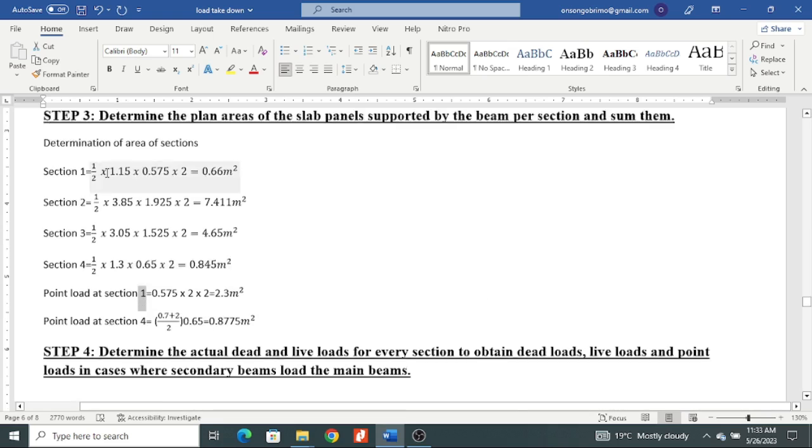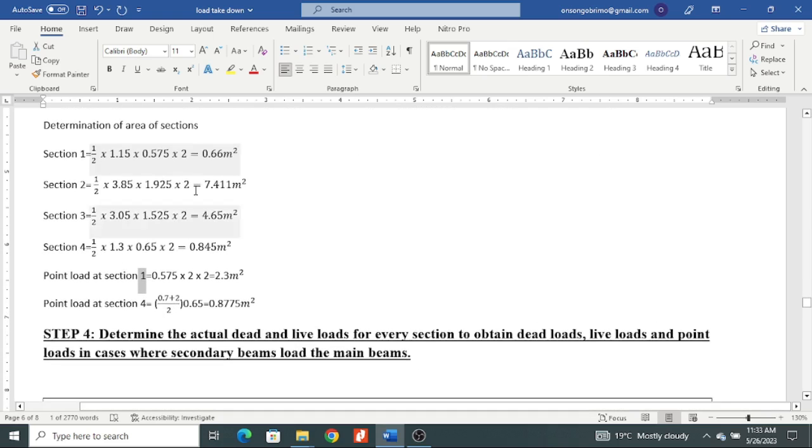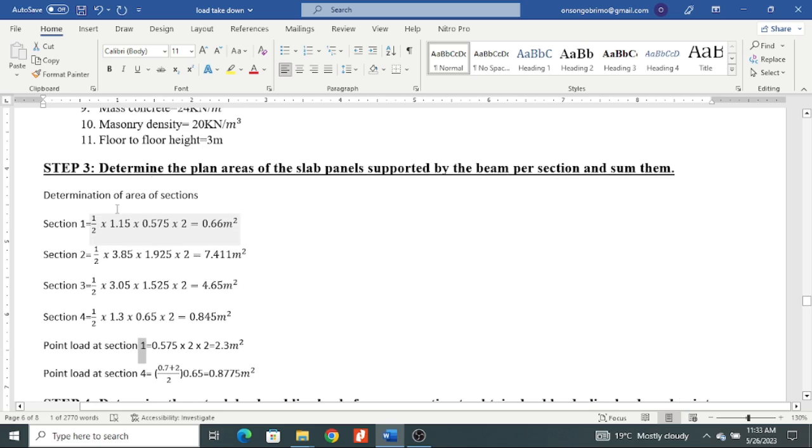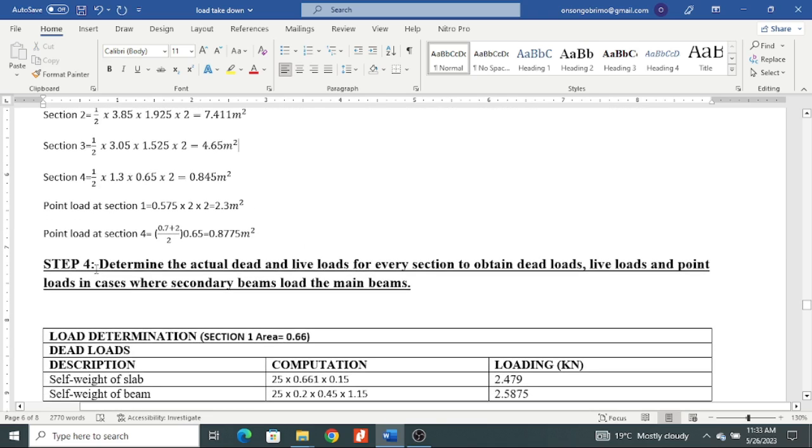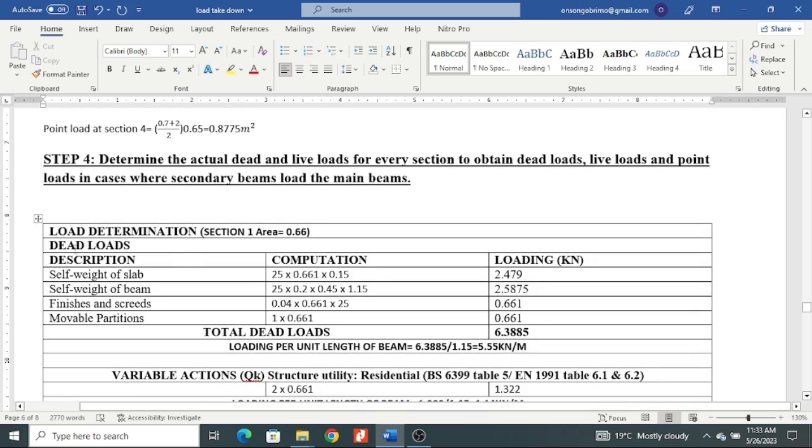Having all these loads, these are areas, my areal areas of the slab that are loading my beams. The fourth step is to determine the actual dead and live loads for all of these sections, so that I can incorporate them into the beams. So for section 1, I found an area of 0.66. I told you it is going to be negligible. This is so small, but let's try and work with it. We see what will happen.